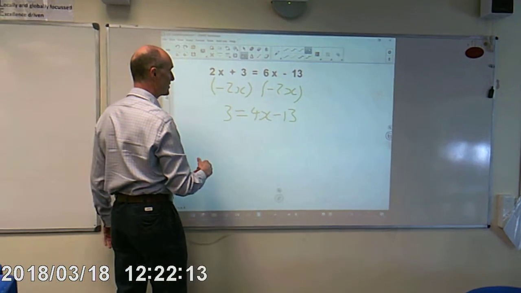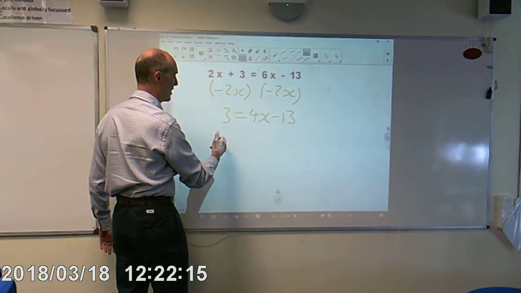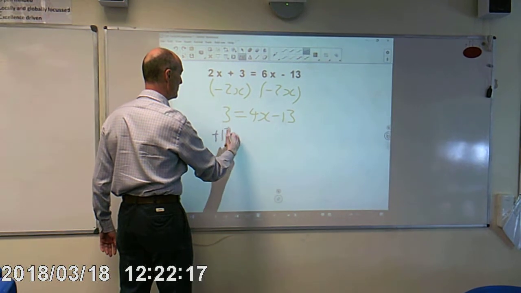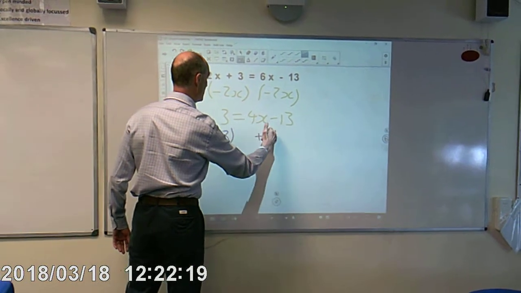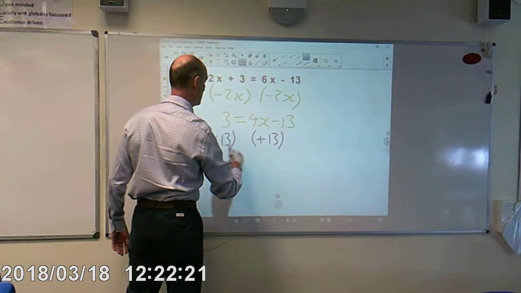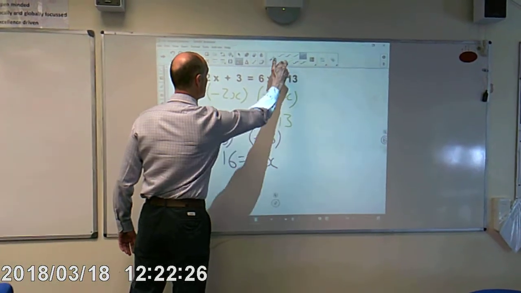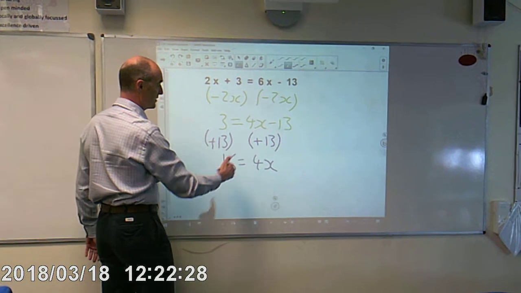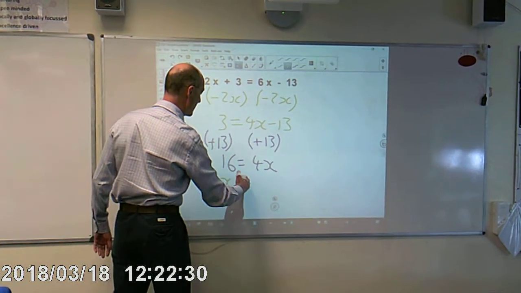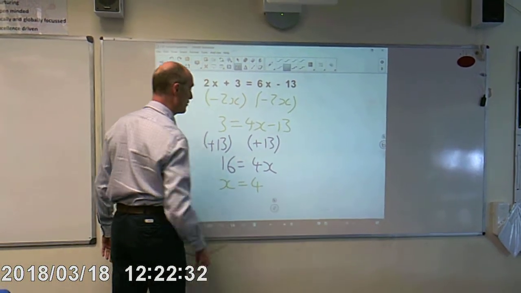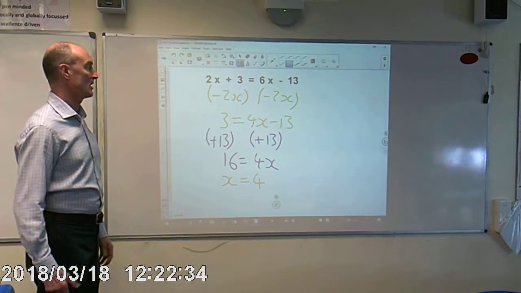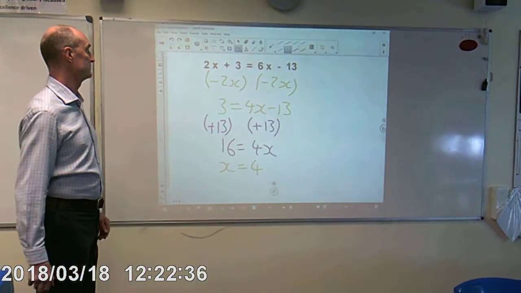Still trying to get that x on its own. So let's add 13 to both sides. Add 13 to both sides. 16 equals 4x. Divide both sides by 4, and we get a value of x equals 4. Okay, so that's our next level across.